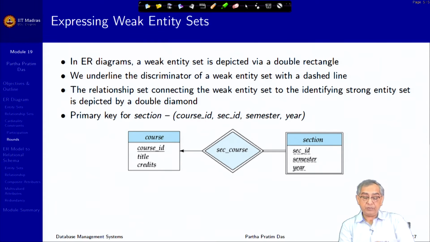So, sec course will associate this with the strong entity set course, whose primary key is course ID. Along with this discriminator, that is course ID, section ID, semester and year, these 4 together will be the primary key of the weak entity set section.